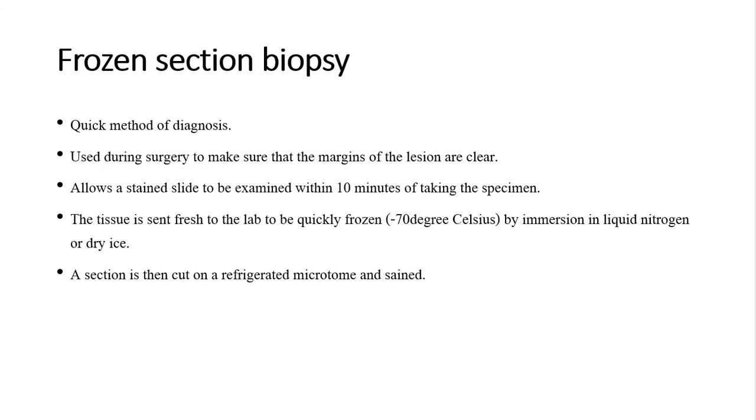Frozen section biopsy is a quick method of diagnosis. It is used during surgery to make sure that the margins of the lesion are clear. It allows a stained slide to be examined within 10 minutes of taking the specimen. The tissue is sent fresh to the lab to be quickly frozen at -70 degrees Celsius by immersion in liquid nitrogen or dry ice. A section is then cut on a refrigerated microtome and stained. The reporting time should be 20 minutes. The specimen should be sent fresh without formalin.